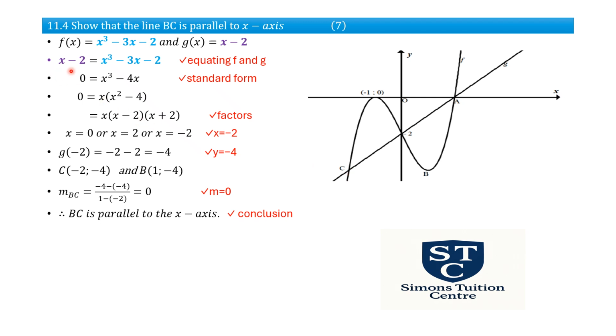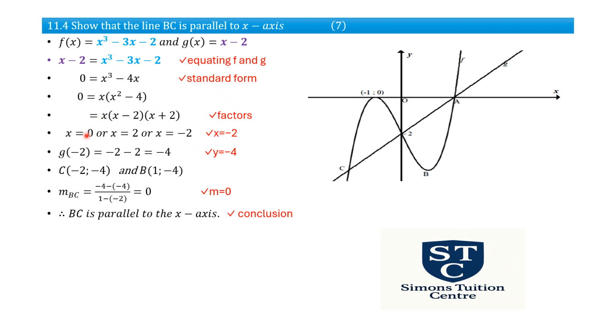If I take x over, minus 3x minus x becomes minus 4x. Take negative 2 over, negative 2 plus 2 becomes 0. So 0 equals x cubed minus 4x, standard form. Between the two, I can take out the common factor x. x cubed divided by x gives me x squared. Minus 4x divided by x gives me negative 4. Again, x squared minus 4 is a difference of two squares, so x squared is simply x and x, and negative 4 is negative 2 and positive 2. So 1 mark for standard form and 1 mark for factors.